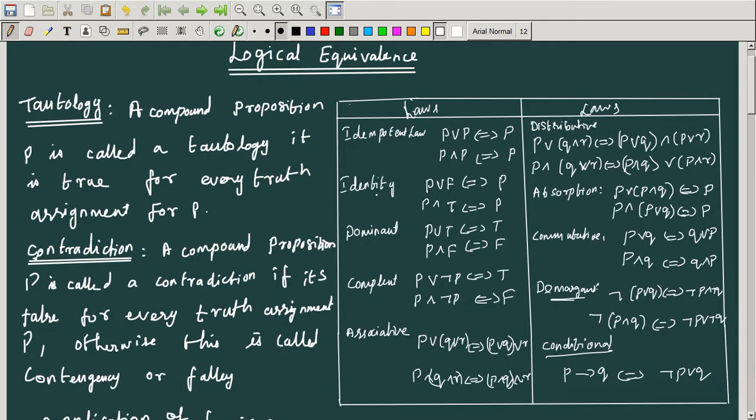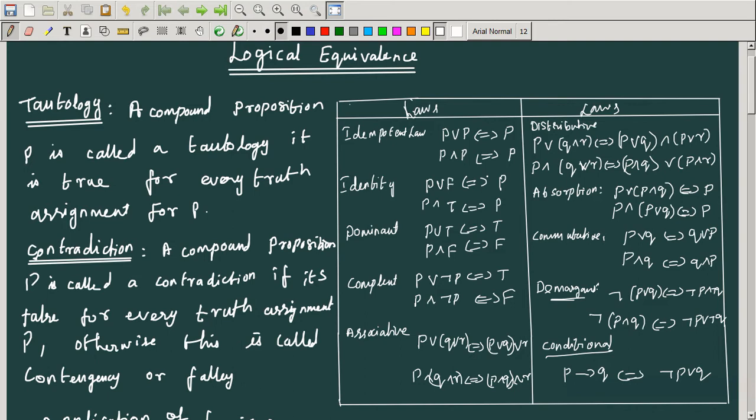For solving logical equivalence, first of all, you have to take one writing pad, write all the laws and keep it with you for solving these logical equivalence problems. This is the main tip, how to remember all the laws. This is the main tip for solving while doing the problems. For logical equivalence, we have to know this.